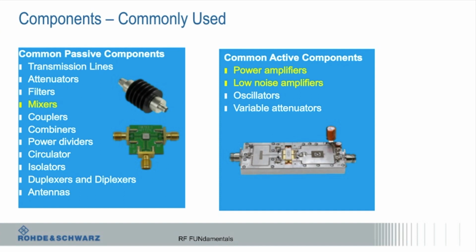And then the other one, which is not spelled out particularly, is cables, right? Cables are one of the harder things to measure really accurately. Then common active components: PAs, LNAs, oscillators, variable attenuators. Okay?